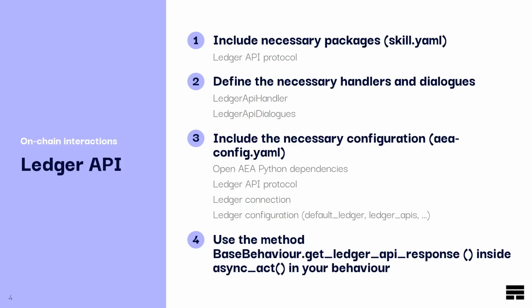Next, you need to include the necessary configuration on the agent configuration file. This includes the Ledger Python dependencies and some other information. And finally, you need to use the method getLedgerAPIResponse inside the main method of your behavior.